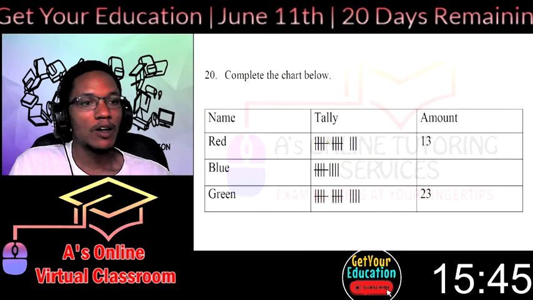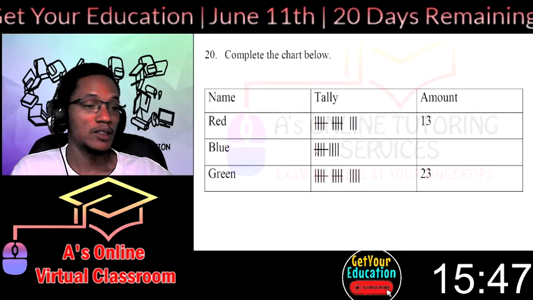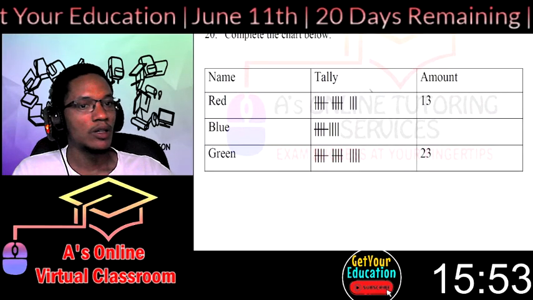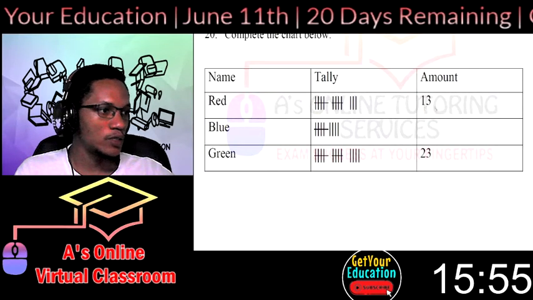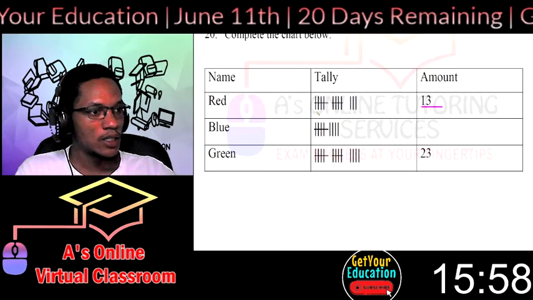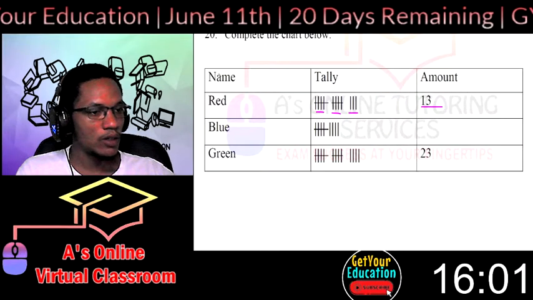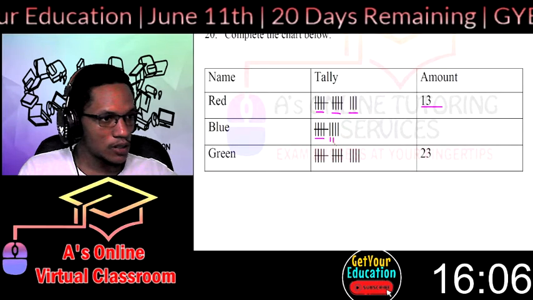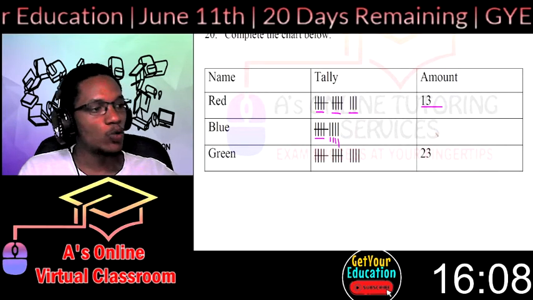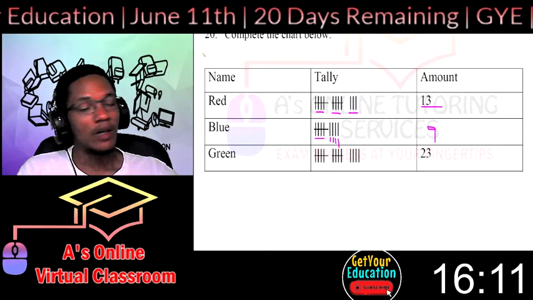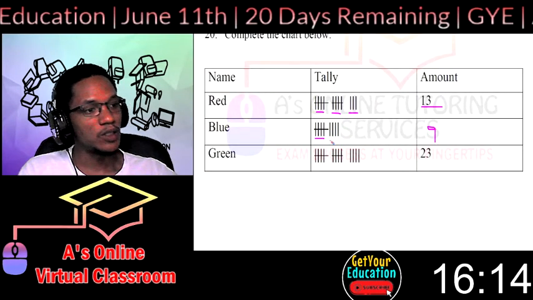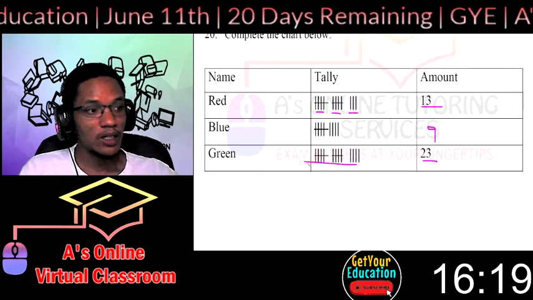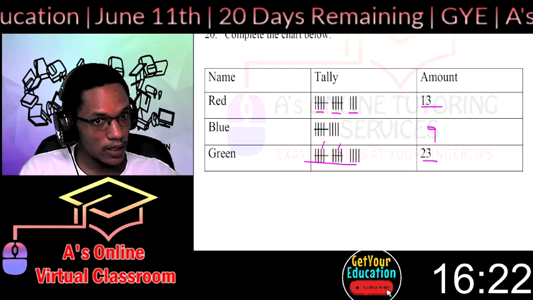Last question. Complete the chart below, and it's a tally chart. So we have name, tally, amount, we have red, blue, green, and we have some numbers. This first tally here is completed. It said 13. We have 5, 10, and then 3. Here for blue, they have 5, 6, 7, 8, 9, but they have no number here for 9. And you really need to be careful with some of these questions, because here they have a number 23, but we don't have 23 tallies here. We have 5, 10.